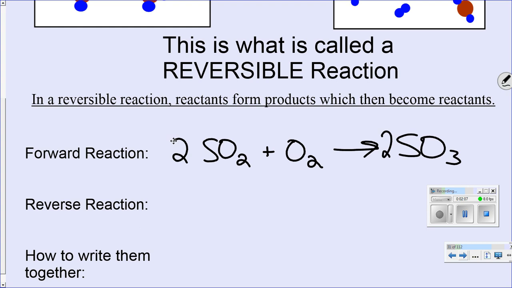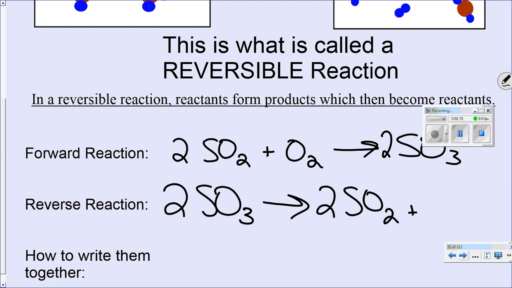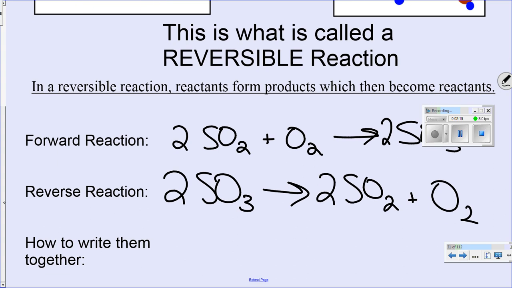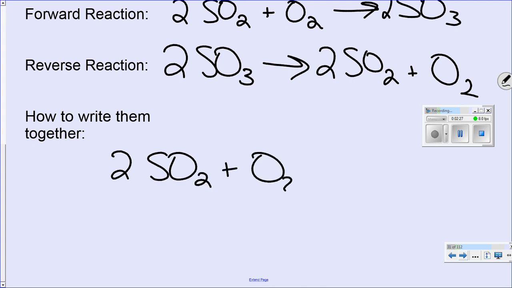Our forward reaction here is the reaction of our two SO2 plus our O2 making SO3. But as we mentioned, this can also be represented in reverse. Two SO3 can decompose back into SO2 and O2. So when we want to write them together, we don't want to have to write all that stuff out all the time. You may have seen these little reversible arrows before. Some people ask, does it matter which you write on either side? It really doesn't. We just go with what we're given.